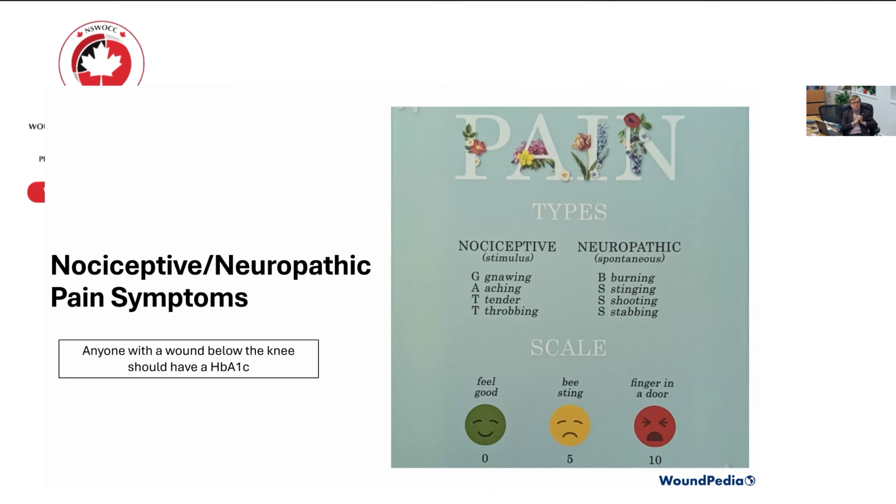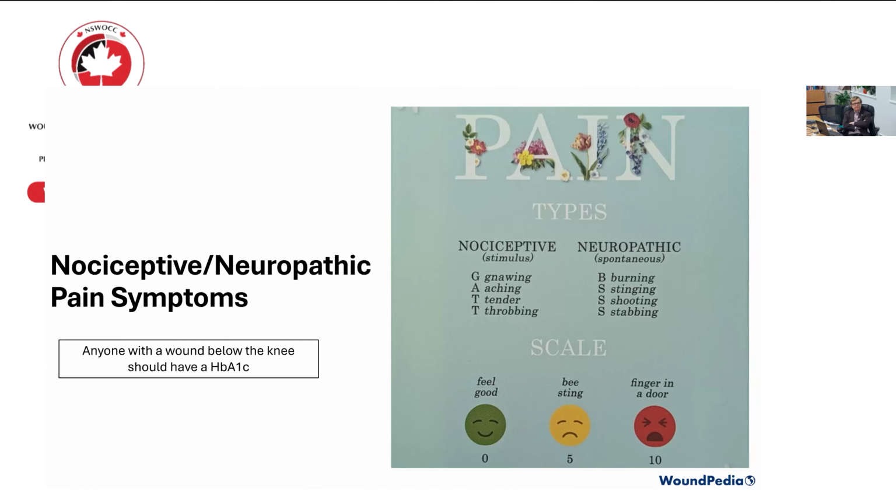For gnawing, aching, tender, and throbbing pain, we use acetaminophen. It's most useful in people over 65, where non-steroidal anti-inflammatories like our Advil or Motrins are associated with worsening of congestive heart failure. You can get kidney disease, and you can get GI bleeds. Acetaminophen is much safer. You have to lower the dose if there is liver disease, but 1 gram twice a day. And in Ontario, acetaminophen 500 is covered on the seniors benefit.